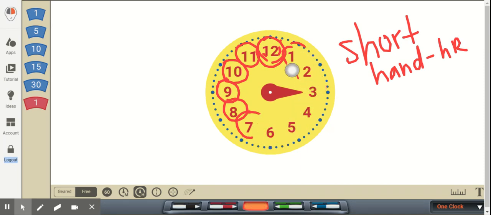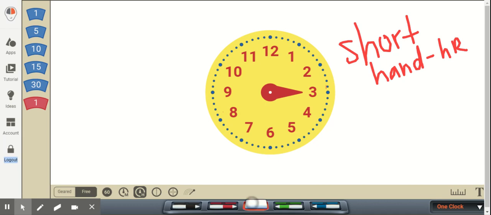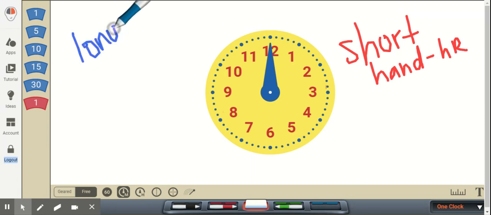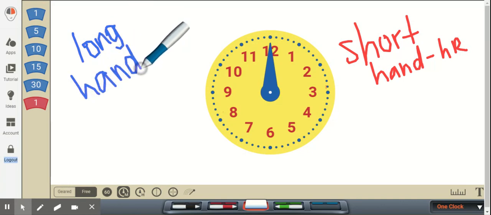I'm going to erase this because I now want to start talking about the minutes. Okay? So the short one tells us the hour. The long one tells us the minutes. So I'm going to write it over here. Long hand tells us the minutes. Okay?